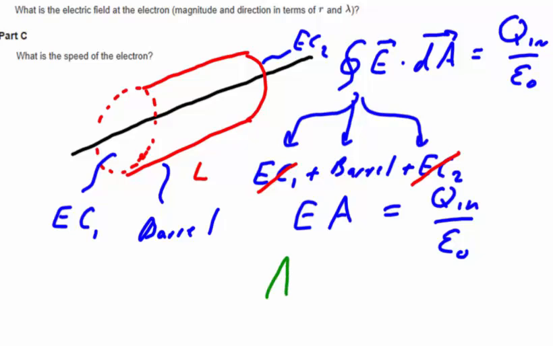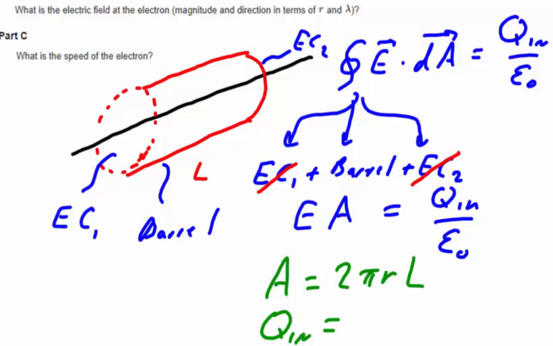First, we must substitute something for the area of the barrel. We can see that the area of the barrel is going to be 2 pi r, that's the circumference of a circle, times length. Always check your area formulas to make sure they have the right dimensions. They should be an area, length times length, not a volume, and so 2 pi r times L satisfies this condition. Second, we need to determine what is the Q in, and this is the charge enclosed.